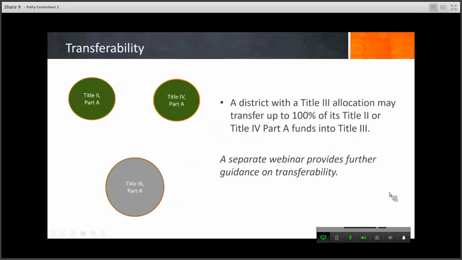Then just a bit on transferability. The main thing here I want you to understand is the direction of the funds and the way that the funds can move. They cannot move out of Title III, but you can use Title II and Title IV funds and move them into or transfer them to Title III. So keep that in mind. Then I put a note there that there is a separate webinar specifically on transferability, so if you want more information on that, you can check out that webinar as well.